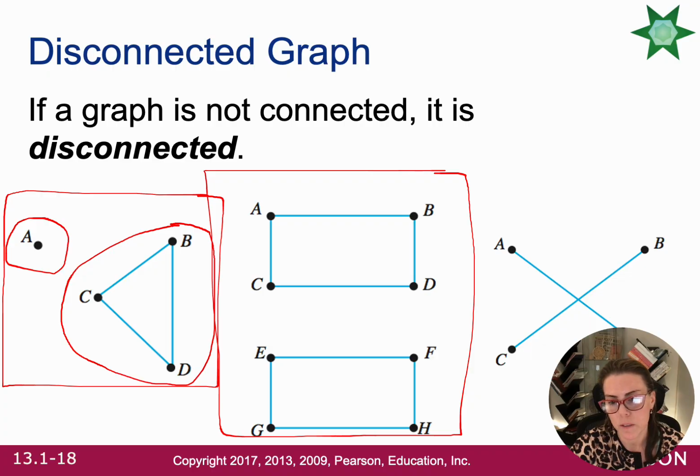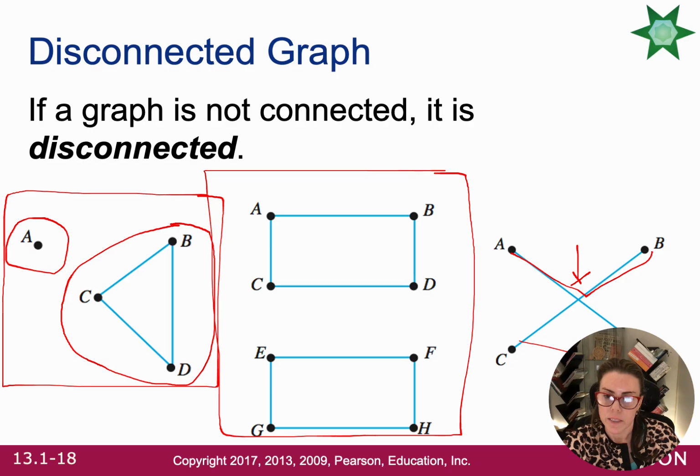And this one is a little tricky because it looks like you can get from A to B, but you can't, because this is not a vertex right there. So this is also considered a disconnected graph. A and D are connected, and B and C are connected, but the whole graph together is disconnected.